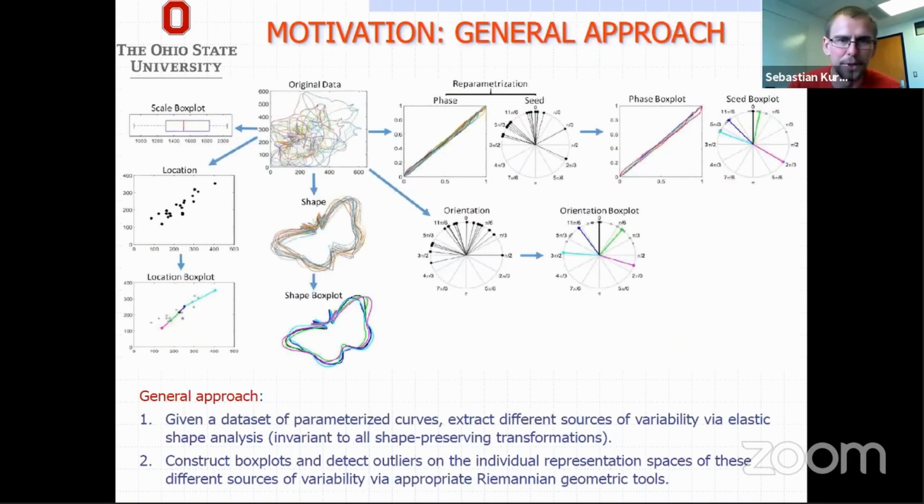Here is a very busy picture, but this is the idea. The idea is to take some original data. In this case, they're just shapes of butterflies. And as you can see, if we just look at the original data, there's not much information that we can extract right away. So instead of looking at this picture right at the beginning, we'll try to extract these different sources of variability that I just described on the previous slide, and then construct visualizations for each one separately. And the hope is that we can extract more information from these individual visualizations.